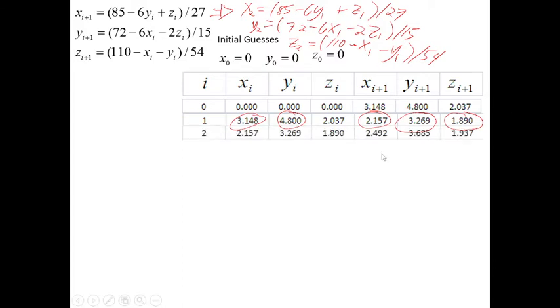Okay, so let's try one more. If i is 2, then we have x sub 3. Then i is 2, so y sub 2, z sub 2.